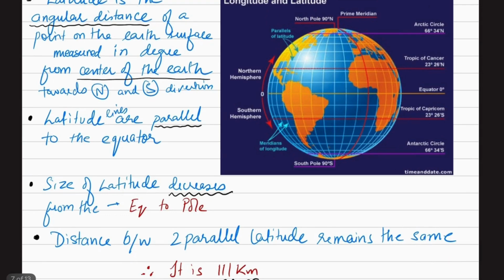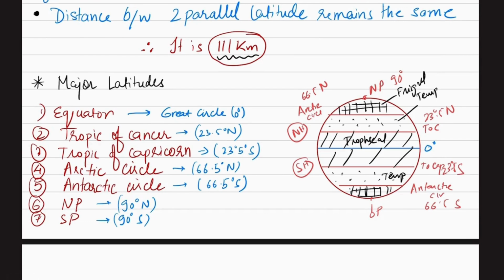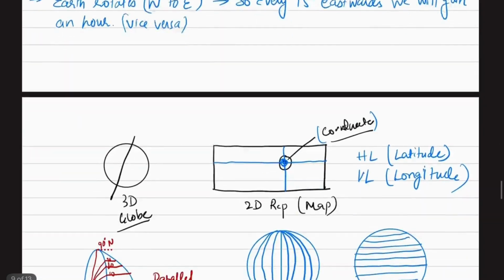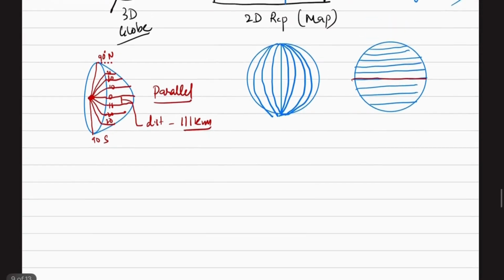So the next line here we have written that latitude lines are parallel to the equator as I have shown there. The distance between the two parallel latitudes is about 111 kilometers, we have shown. There are some imaginary lines. As I have said, it is an imaginary line. Latitude, longitude, they are imaginary lines. So the earth, here earth, ये earth है.